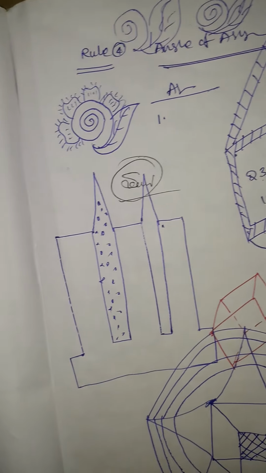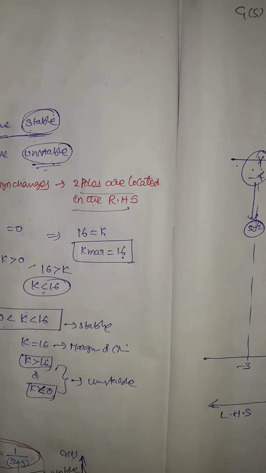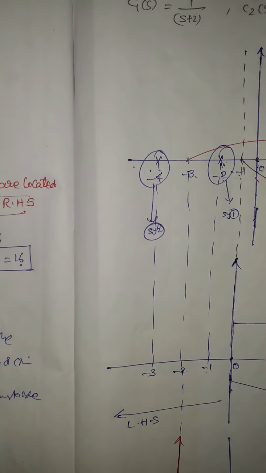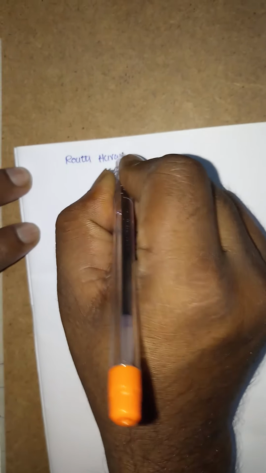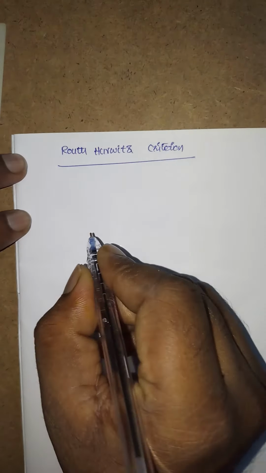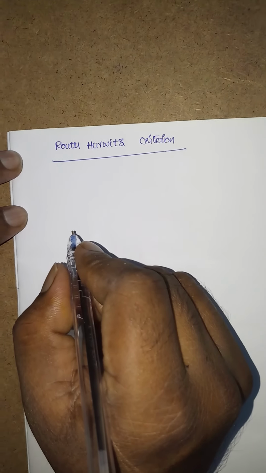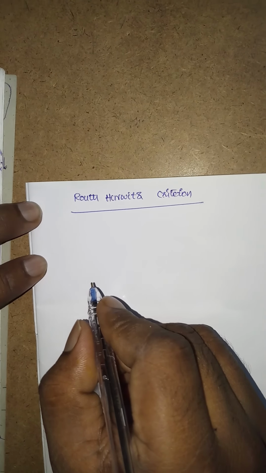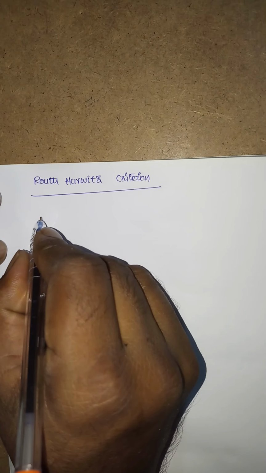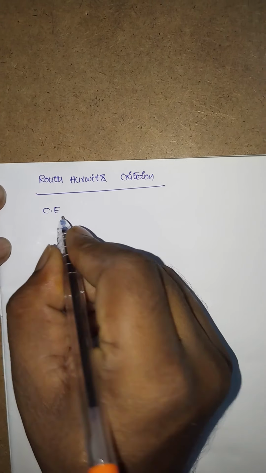Next, let me explain about this Routh-Hurwitz criterion. This criterion is used to find the system stability from the characteristic equation. So I need to know the information first, the characteristic equation.